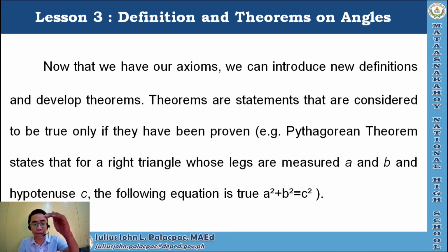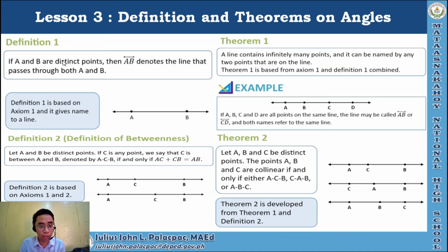So, ganun yun. Pataas. We have definition 1. If A and B are distinct points, then line segment or line AB denotes the line that passes through both A and B. So ito ay definition 1, which is based on axiom 1. It gives a name.